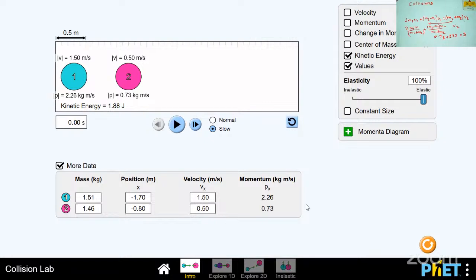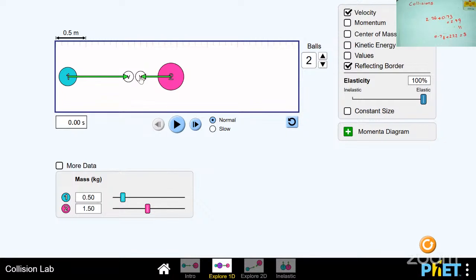So here 2.26 is the momentum of the first object before collision. The momentum of the second object is 0.73. We can add 2.26 plus 0.73, 2.99. That is equal to 3. So equal. Okay. So this is an elastic collision. For one elastic collision, that is also the case.